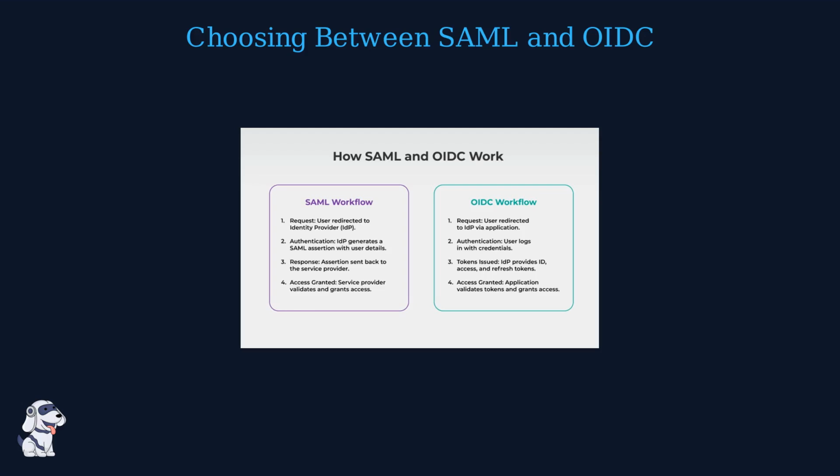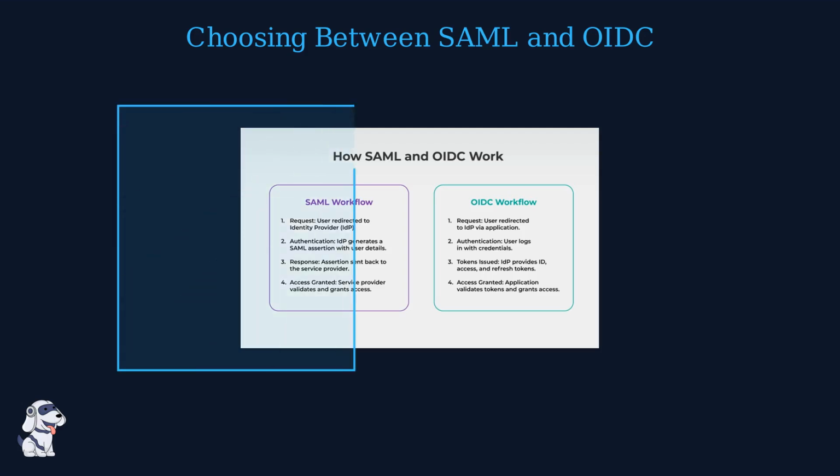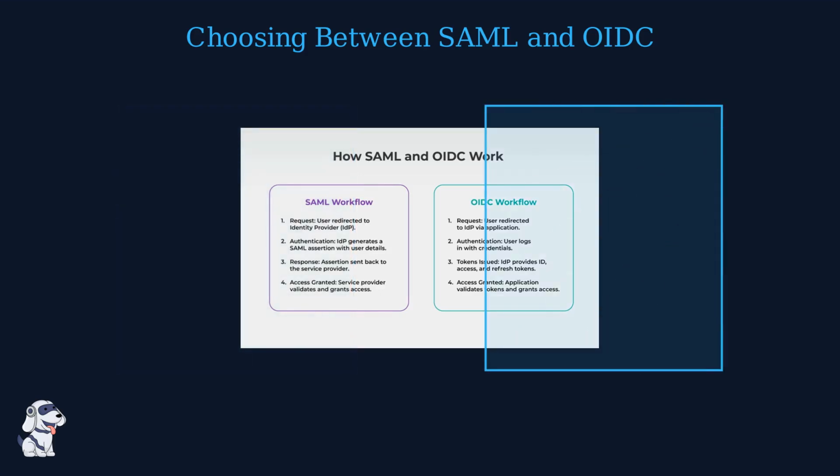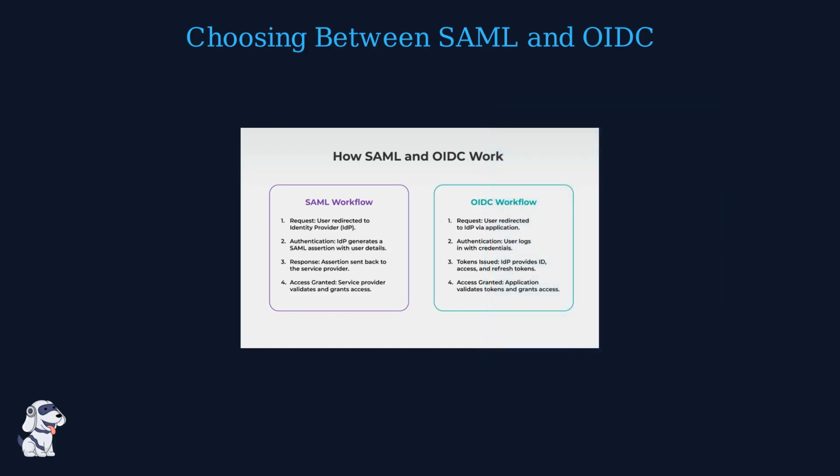SAML, or Security Assertion Markup Language, is our classic choice. It uses XML assertions and is designed for browser-based, human interactive access, such as logging into Snowsight. Conversely, OIDC, or OpenID Connect, is the modern, lightweight favorite. It is perfectly suited for programmatic access, such as your Python scripts, Snowpark, and automated data pipelines.